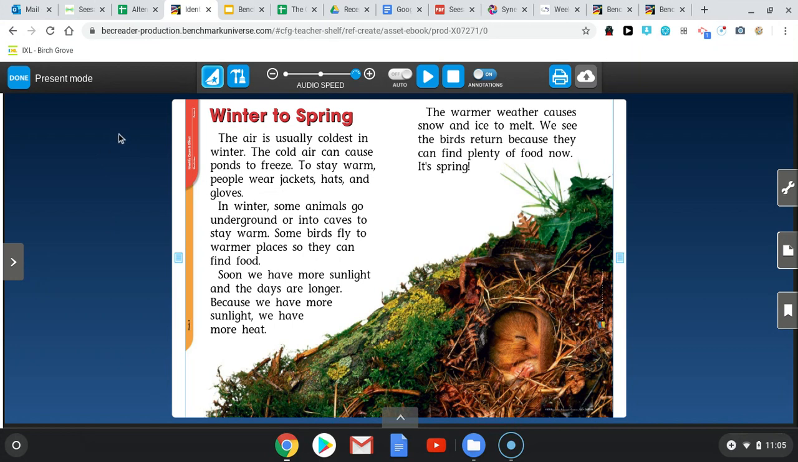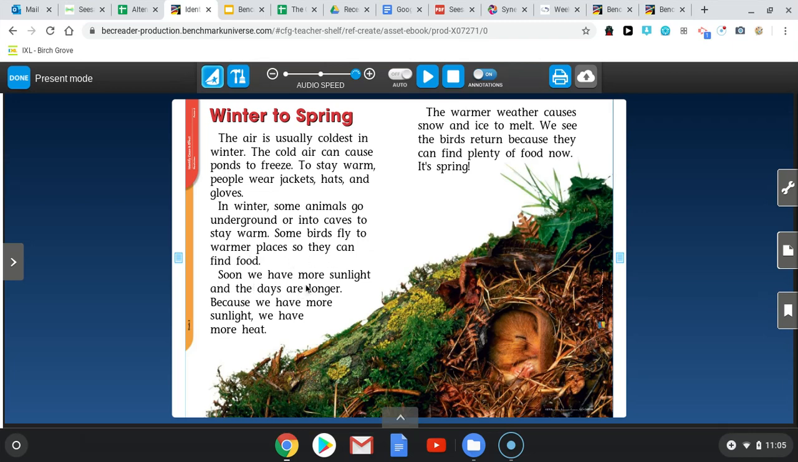Okay, Winter to Spring. The air is usually coldest in winter. The cold air can cause ponds to freeze. To stay warm, people wear jackets, hats, and gloves. In winter, some animals go underground or into caves to stay warm. Some birds fly to warmer places so they can find food.